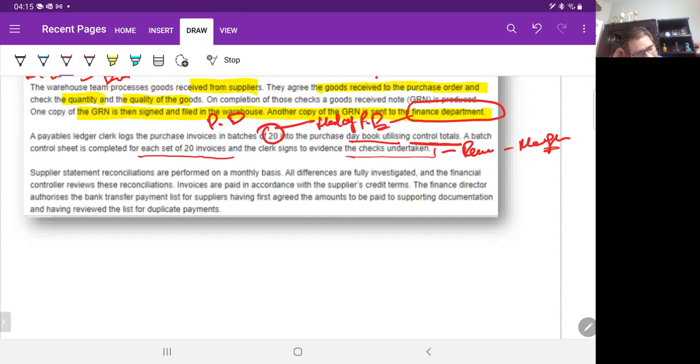Supplier statement reconciliations are performed on a monthly basis. All differences are fully investigated and the financial controller reviews these reconciliations. Invoices are paid in accordance with the supplier's credit terms. The finance director authorizes a bank transfer payment list for suppliers, having first agreed the amounts to be paid to supporting documentation and having reviewed the list for duplicate payments. Okay, so it is done on a monthly basis, and differences are fully investigated, and the financial controller reviews these reconciliations.